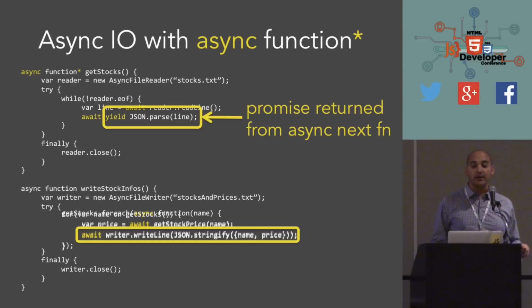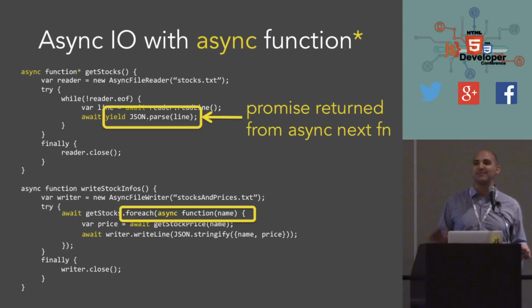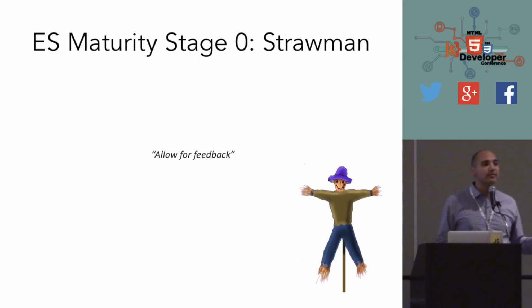Iterator and observer can be combined together to allow us to write async code in a phenomenally similar way to sync code. So here's what async I/O could look like in JavaScript 7. Now, this proposal is what we call a straw man. I'm going to skip through this because I'm running out of time. But it's important to understand that this proposal is by no means as mature as Object.observe or as async function. We're still really piecing out how this is going to work, and we're looking for feedback from the community. This is what's called the straw man phase of the maturity proposals. And so that means we're allowing for feedback.